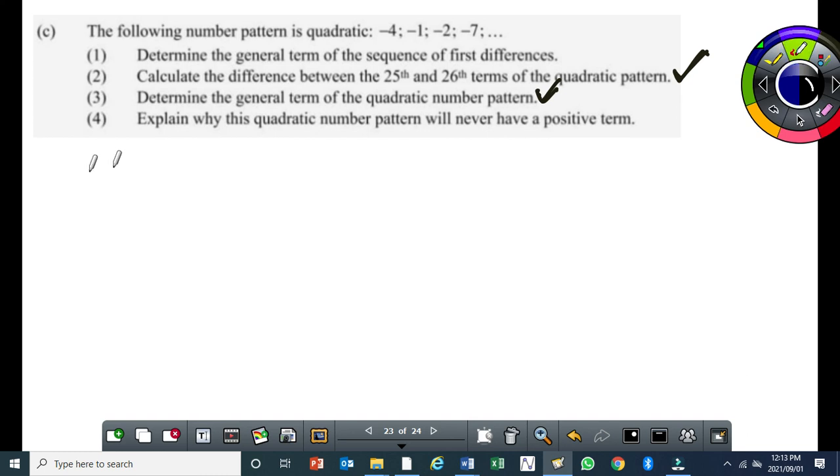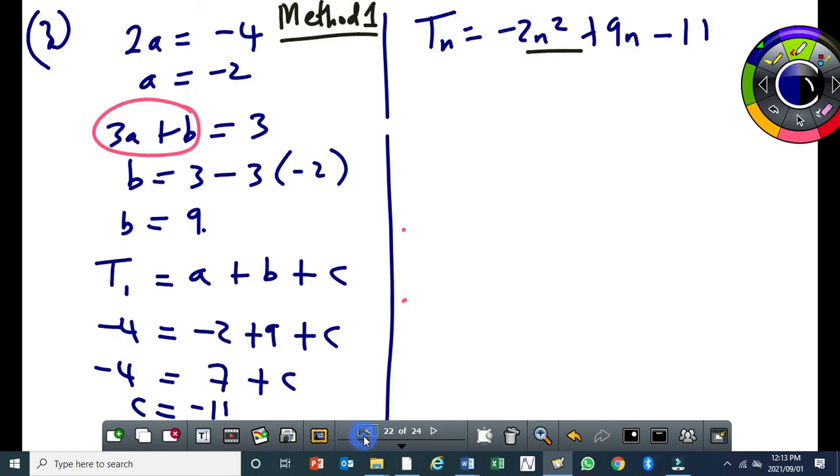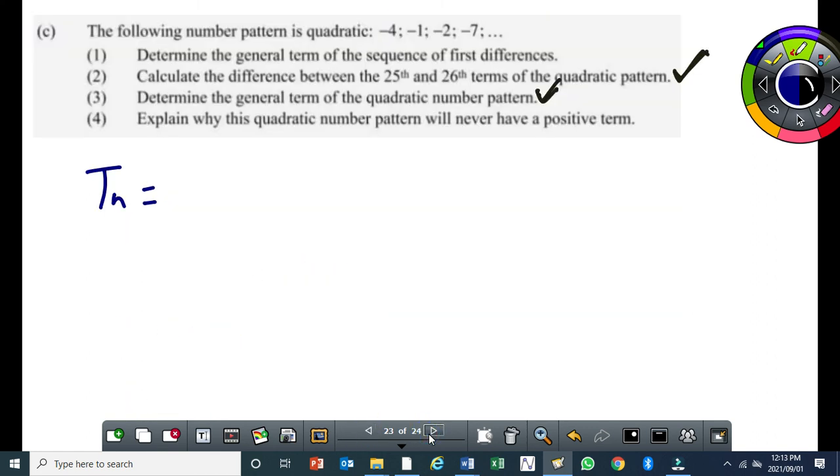The good thing is we got the general term. So we use the general term: minus 2n squared plus 9n minus 1. What is the question asking? The question is saying, can this quadratic pattern have a term which is positive? That's what the question is asking. The answer is a yes or it's a no. Right? So you have to justify why you're saying it's a yes or it's a no. So we use the general term itself.